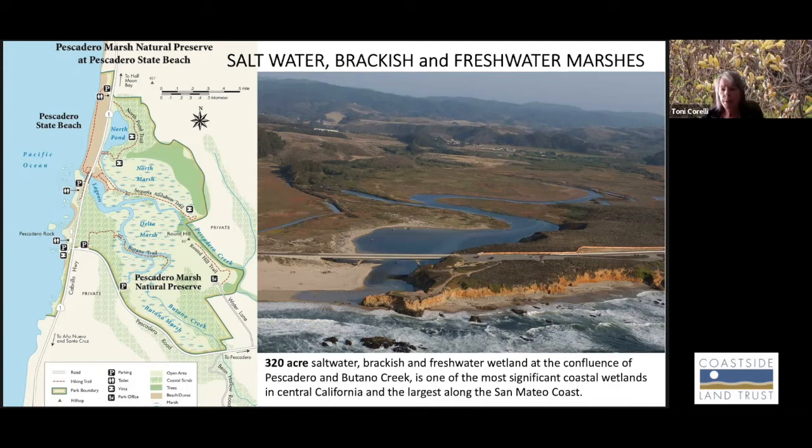Along the trails here, you can see almost all of our wetland indicator plants that occur along the San Mateo Coast in one place. The marsh has over 320 acres of land and is one of the most significant coastal wetlands in Central California and the largest marsh along the San Mateo Coast. Pillar Point Marsh is another marsh where you can see the marsh habitat.